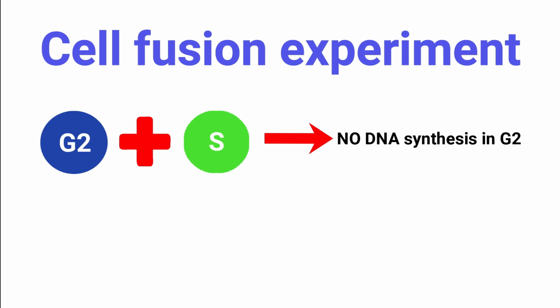What happens if G2 cells fuse with S phase cells? G2 plus S. Here, no incorporation of labeled thymidine occurred in the G2 nuclei. What we understood is that the diffusible factors in an S phase cell can enter the nucleus of a G1 cell and stimulate DNA synthesis there. But these factors cannot induce DNA synthesis in the G2 nucleus.